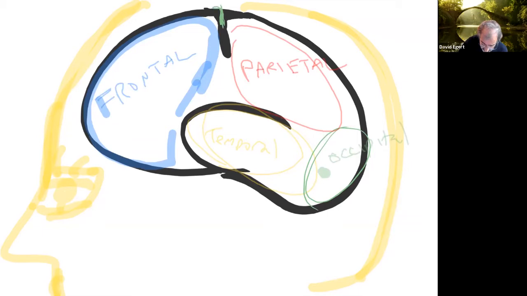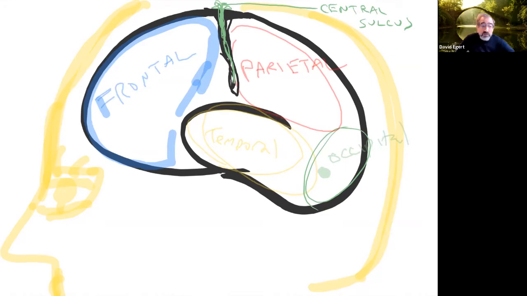The division between the parietal and frontal lobe is this sulcus. Remember, sulcus is a little valley. This is called the central sulcus. It's basically a little valley, and it's not that easy to see on a brain, but you can see it. But that separates the parietal and frontal lobes.